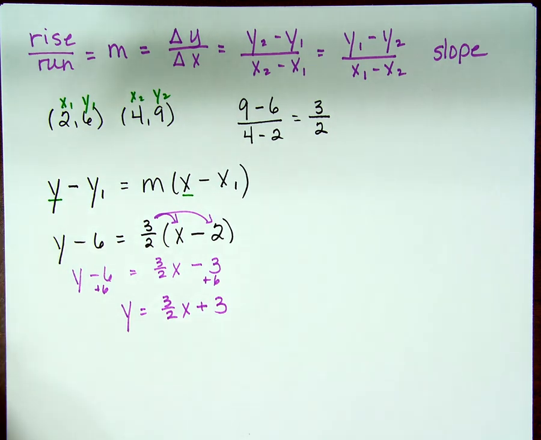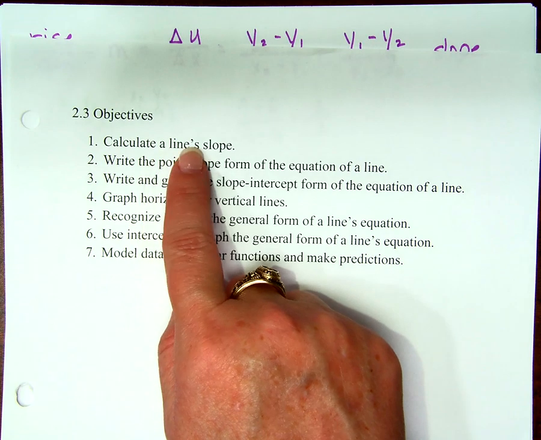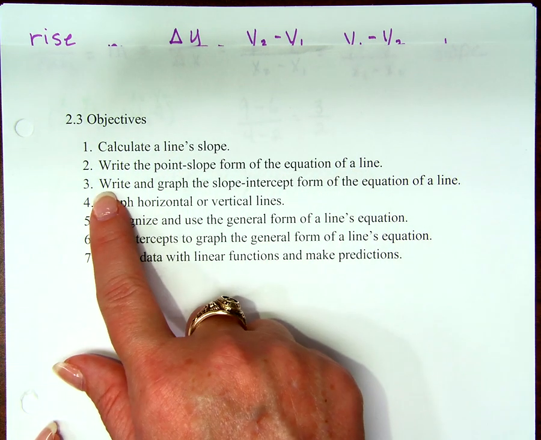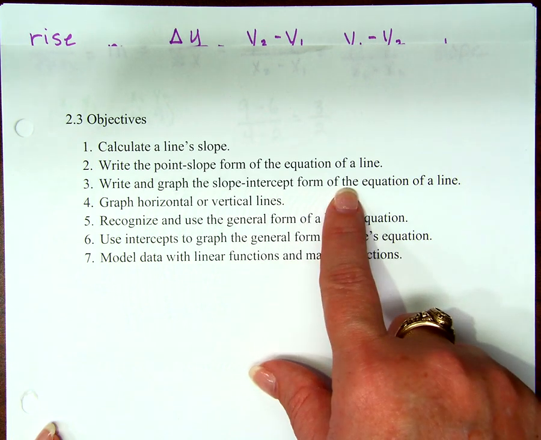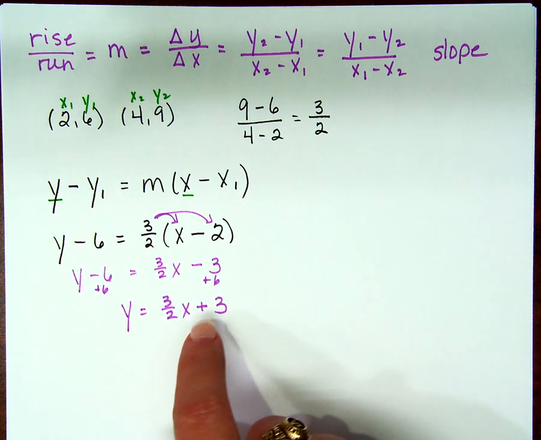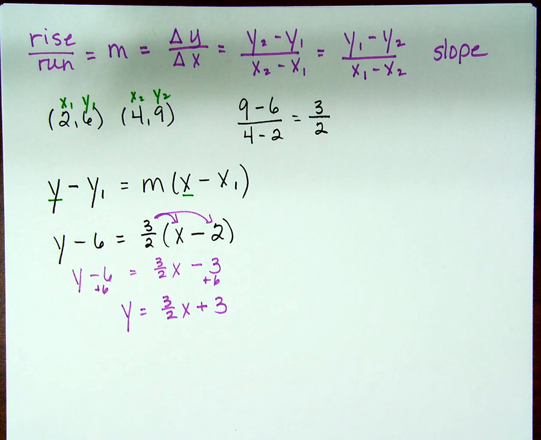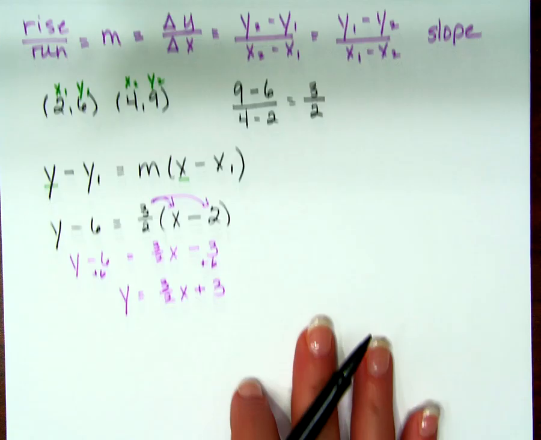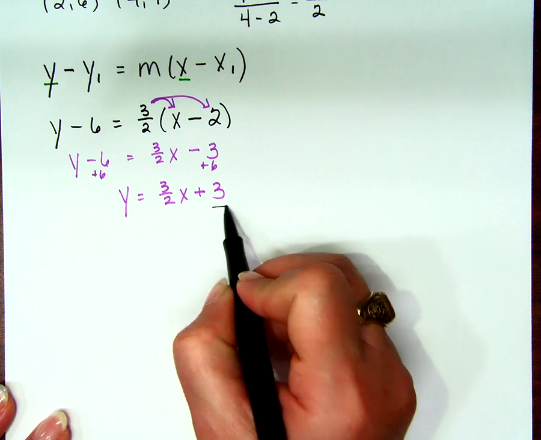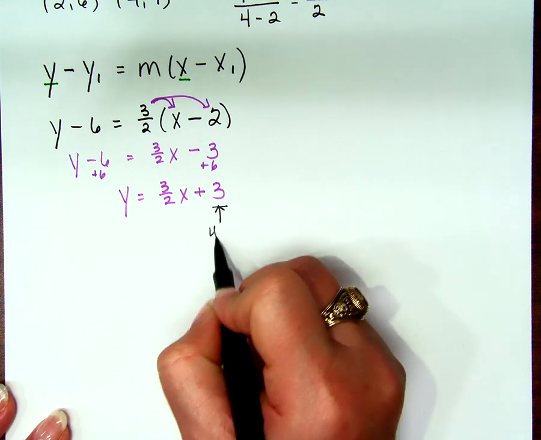So we've done Objective 1, talking about the slope. We've done Objective 2, writing a point slope form of the equation. We've also talked about writing and graphing slope-intercept form of the equation. Okay? We've written it. Do we need to go into great detail about how to graph it? What is important for you to know if I give you this and say graph it? What is this? That's the y-intercept, and that's where we start.